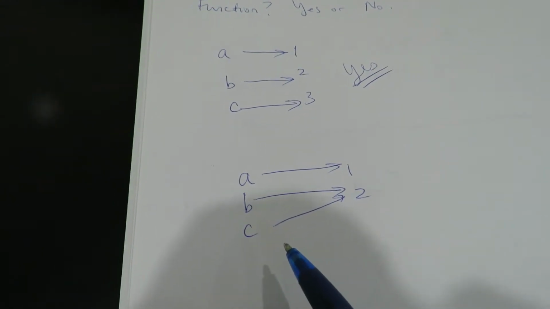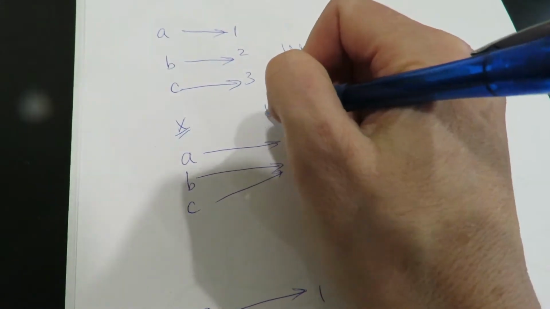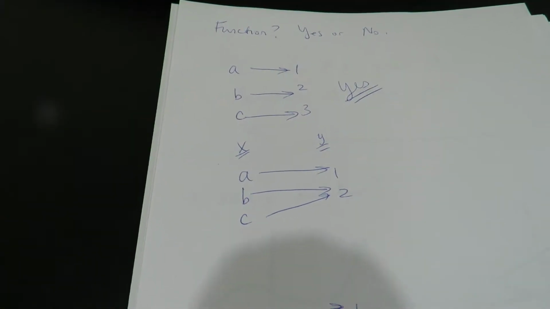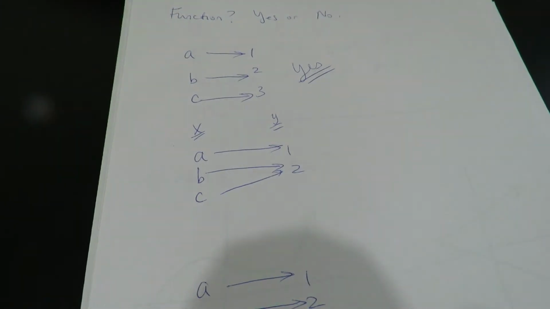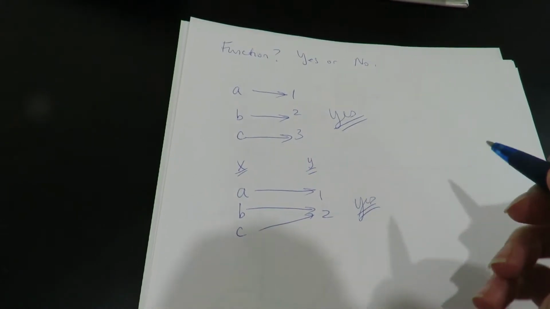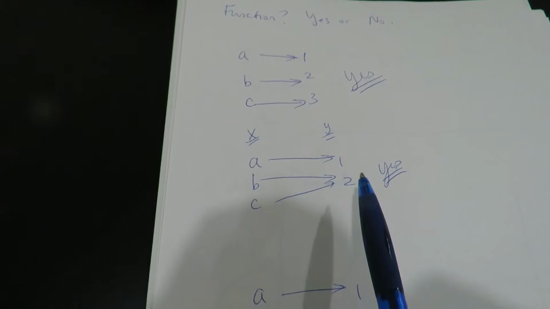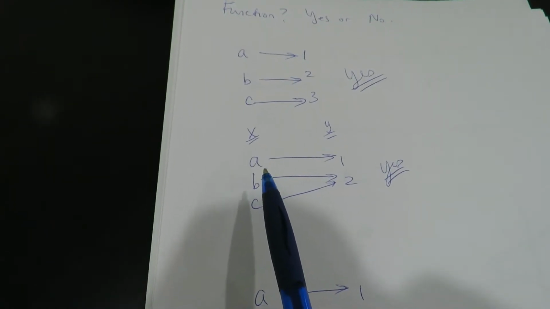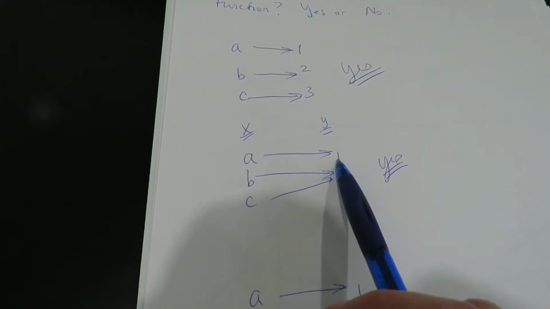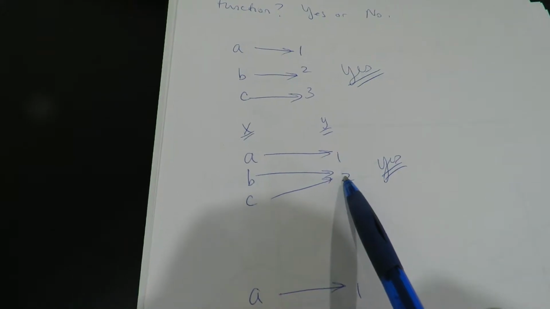Okay, how about this? Would this be a function? You're thinking of this column as the x's, this column as the y's. Is each x going to exactly 1 y? Hopefully you said yes, this actually is a function because each x is going to exactly 1 y. If we think about it in terms of ice cream, A goes into the ice cream store and gets chocolate. B goes into the ice cream store and gets strawberry.